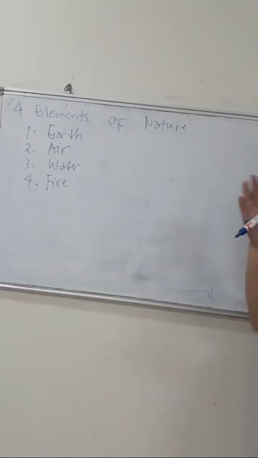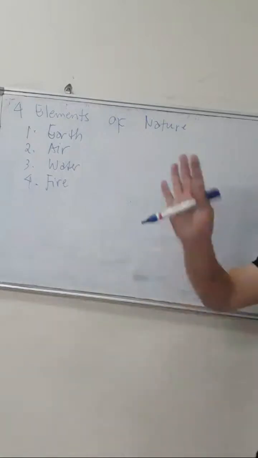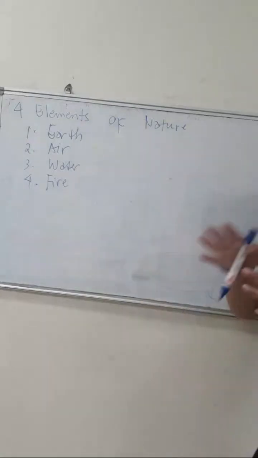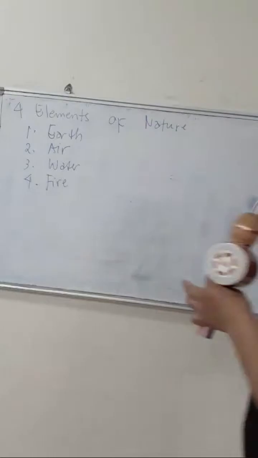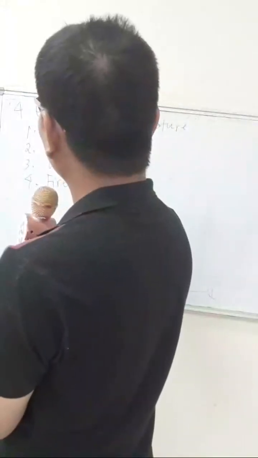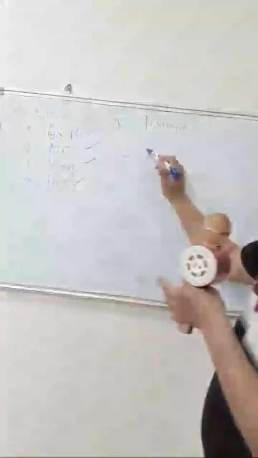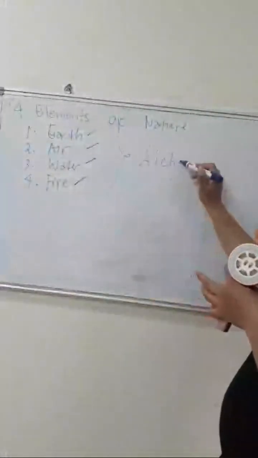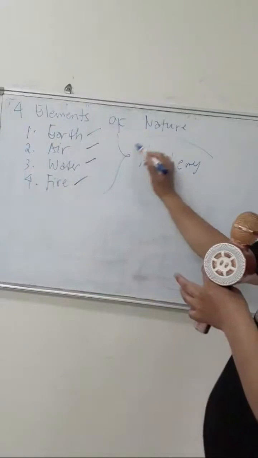Because before, it was nothing. It was just like an empty space, like a black hole, very dark, nothing. So, earth, air, water, and fire. The study of alchemy. So our chemists before were known as alchemists.